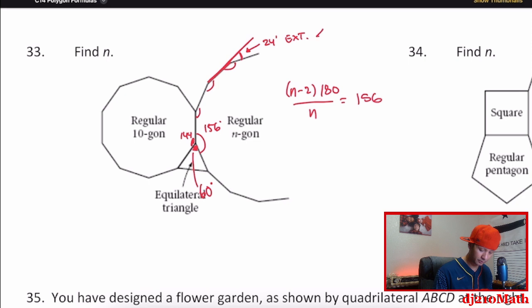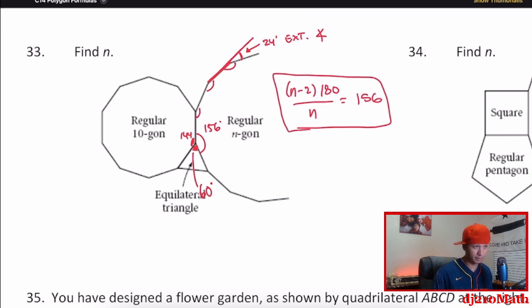Now, we probably could have been done with this problem already, but you know, why? So an exterior angle is 24 degrees. So if I do 360 divided by 24, I'm going to figure out the number of sides. 360 divided by 24 is 15. So this is actually a 15-sided polygon.